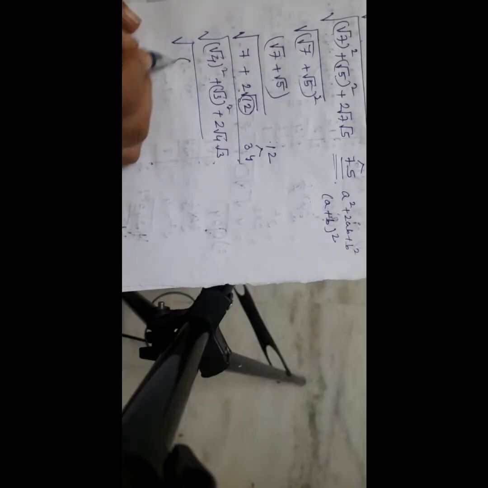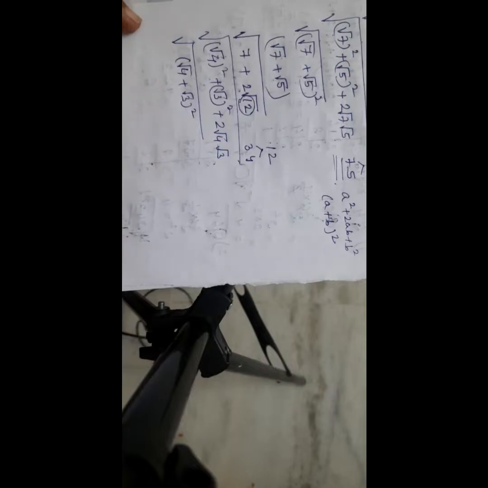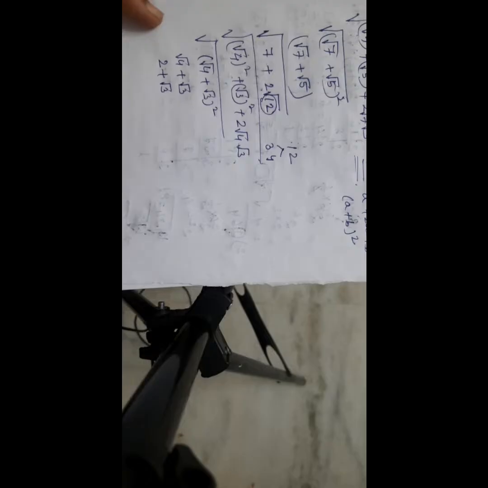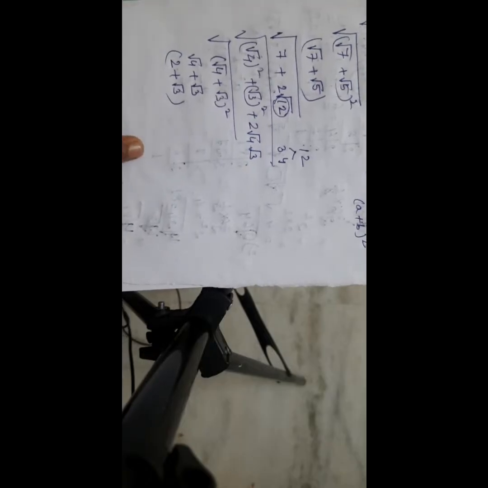Now we'll keep them in whole square form, a plus b whole square. Once they are in square form, the square and root will get removed. Finally, we are having 4 plus 3. Square root of 4 is 2. Root 3, we cannot take the root. So this is your final answer. Hope this is clear. I think it's clear for everyone.